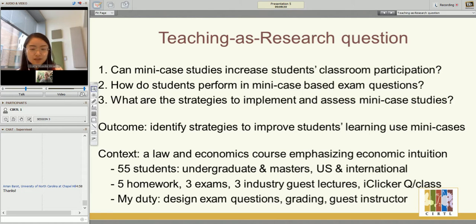So this class is an economics class, but it's focused on application in law and economics in corporations. There are 55 students total, mostly upper-level undergraduate and some master's graduate students. About 80% are US students and 20% international. There are quite a few homeworks, 3 exams, some guest lectures, and there are iClicker questions in each class. So I collaborate with the instructor to design exam questions. I do the grading, and I also do a guest instruction. Next slide, please.